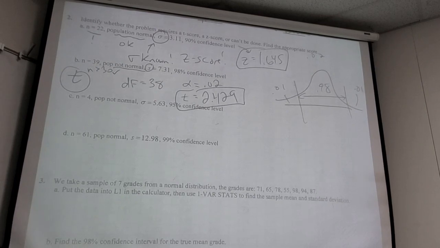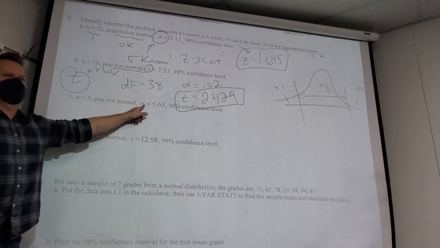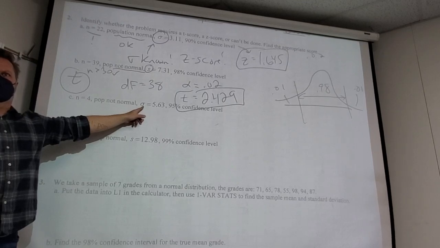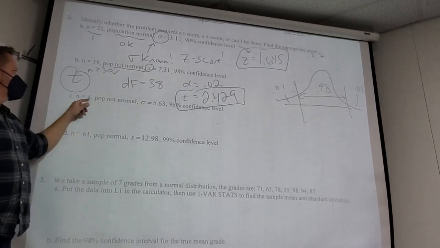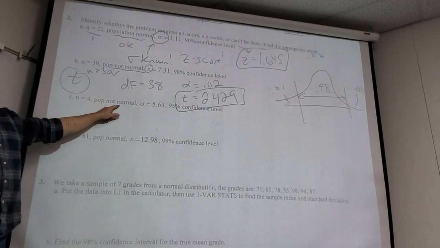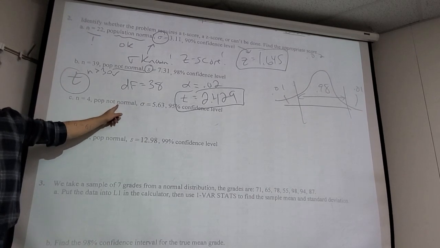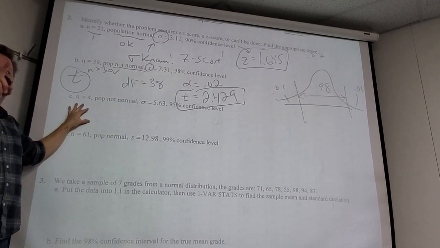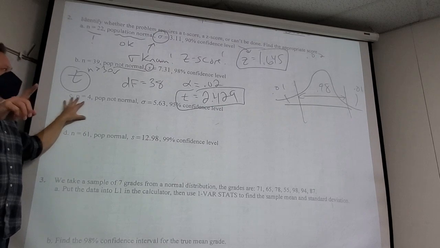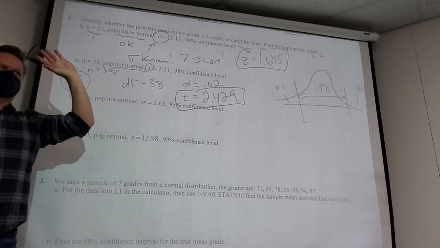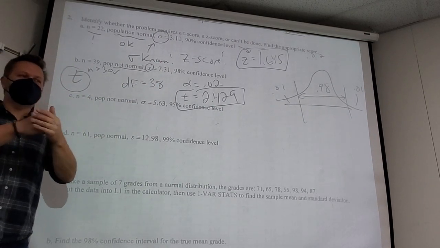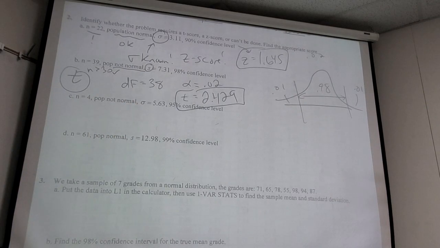What do you guys think about part C? I know sigma, don't I? Sample size is 4. It's not big enough, and they don't tell me the population is normal. So in statistics 1, which is what we're all in, can we do anything? No. In statistics 2, we could do some things, but here we can't do anything.